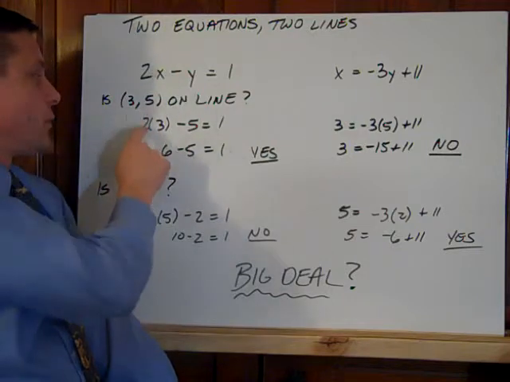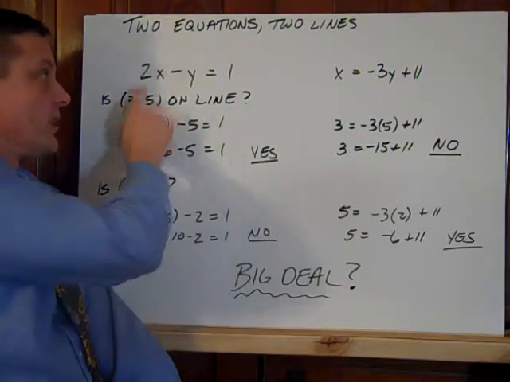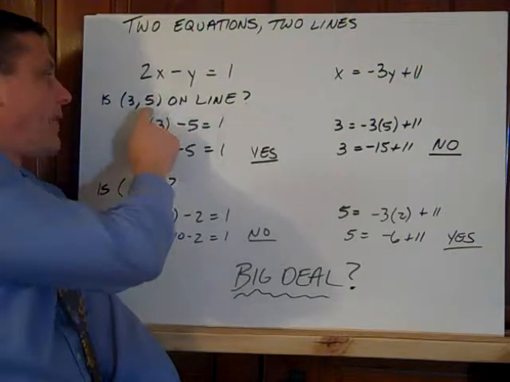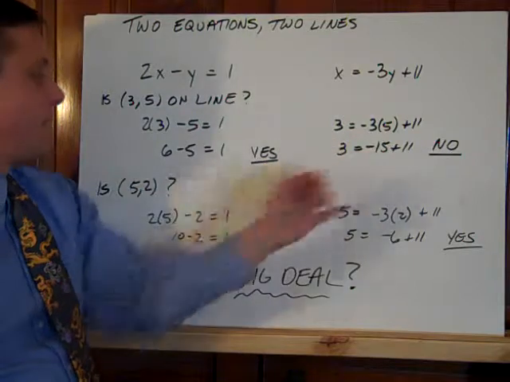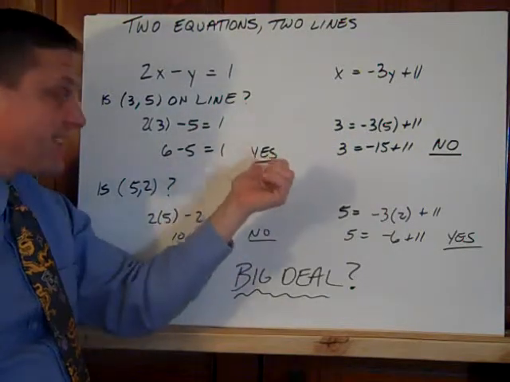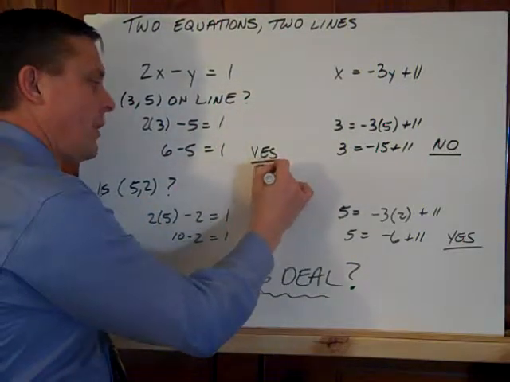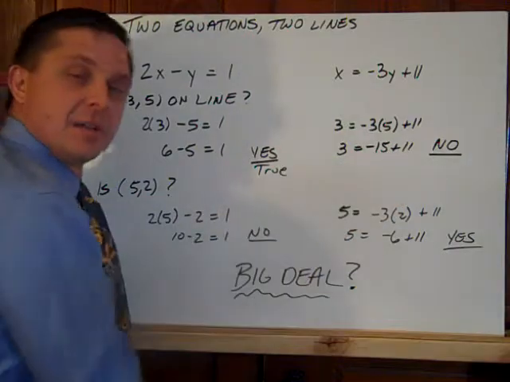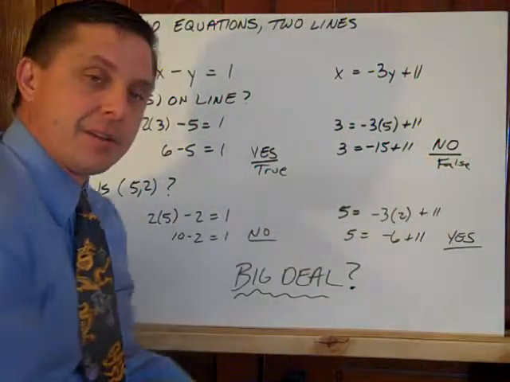If I plug that into this equation, 2 times 3 minus 5 equals 1, I replace x with 3 and y with 5, and over here I do the same thing, 3 and 5. We find that over here I get 6 minus 5 equals 1, or 1 equals 1, so this is on the line. The equation is true. Over here I get 3 equals negative 4, which is false. Therefore it's not on the line.